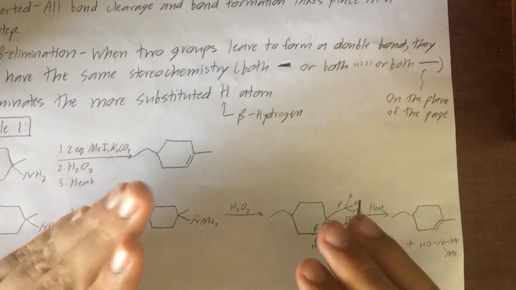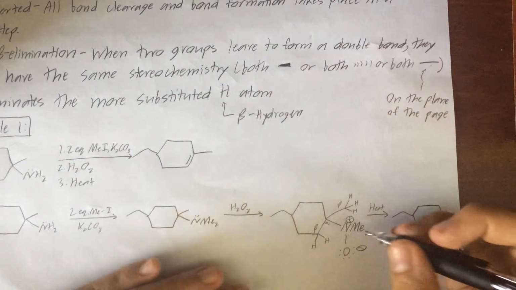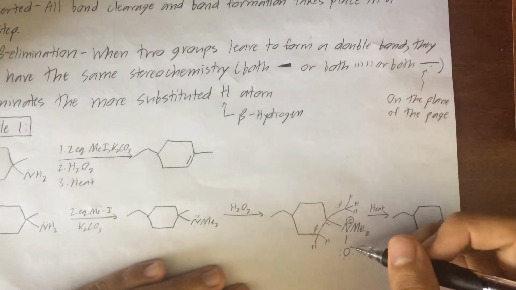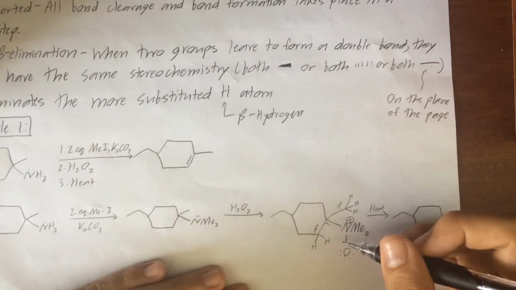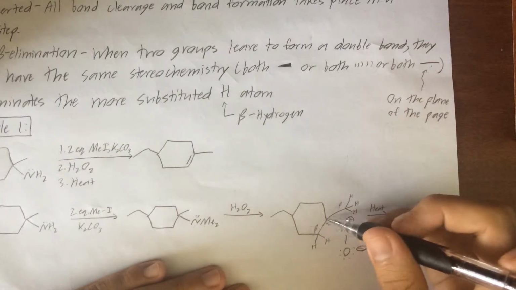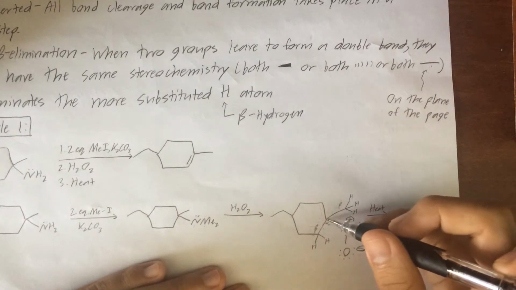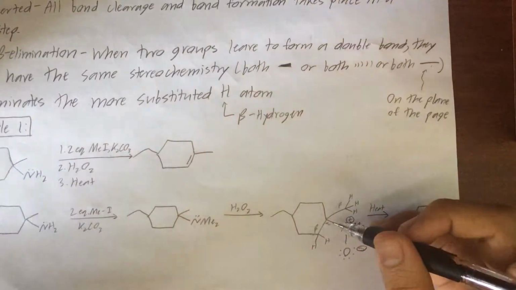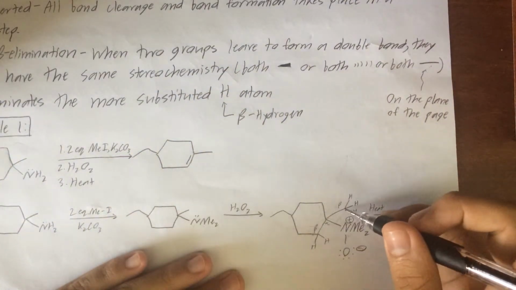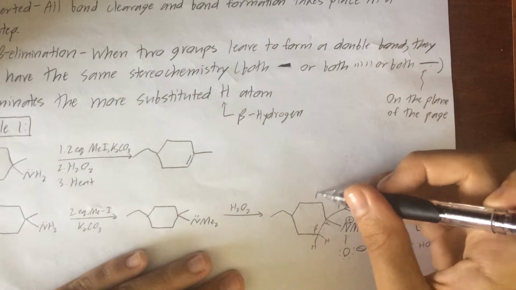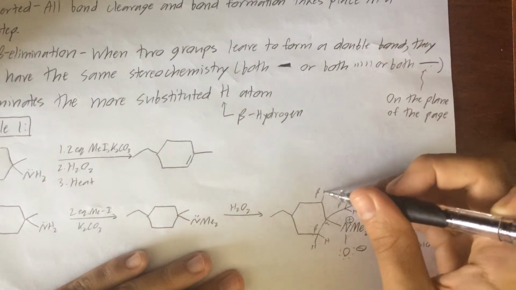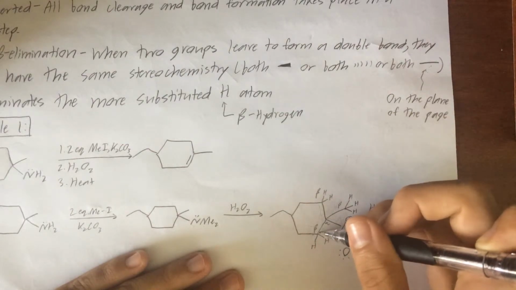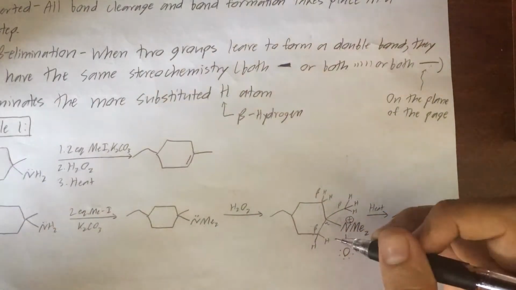However, let's define what a beta hydrogen is in the first place. Here we have our NMe2O group. The carbon atom that is directly attached to it is called the alpha carbon. All of the carbon atoms that are right next to the alpha carbon, we're going to call the beta carbons. So this is a beta carbon, this is a beta carbon, and this is also a beta carbon.